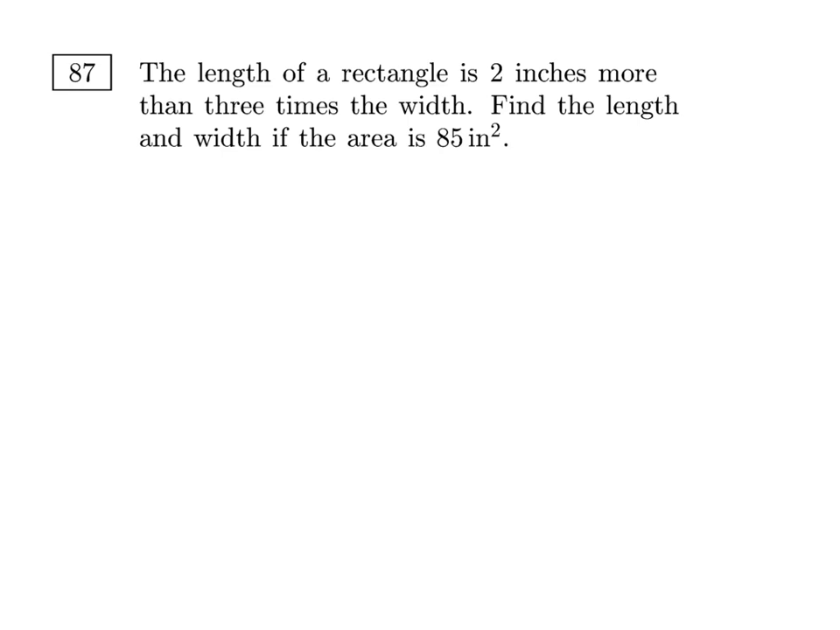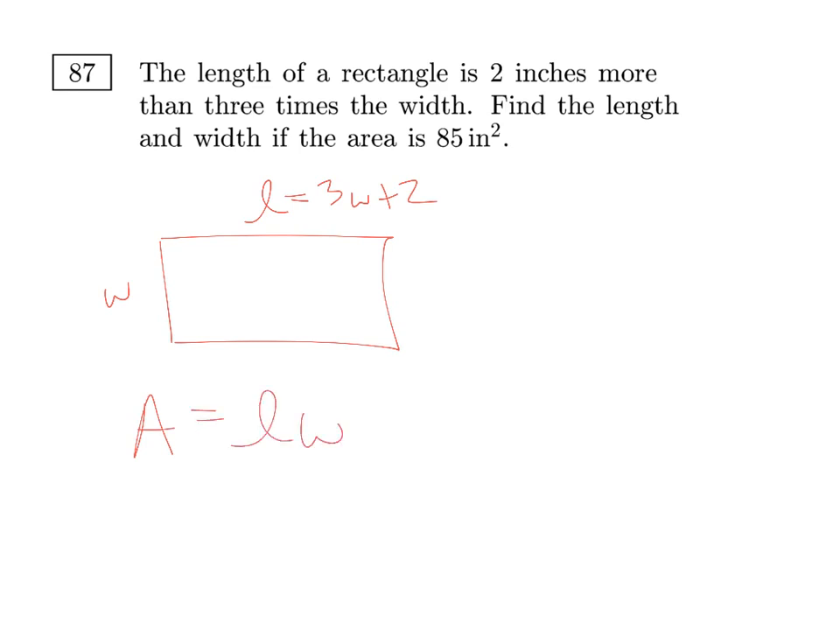Alright, the length of a rectangle is 2 inches more than 3 times the width. Okay, we have a rectangle, width, and length. The length of a rectangle is 2 inches more than 3 times the width. Okay, so 3 times the width, and 2 inches more would mean plus 2. Find the length and width if the area is 85 inches squared. Okay, area of a rectangle is length times width. I know the area is 85, and the length is 3w plus 2, and then times w.